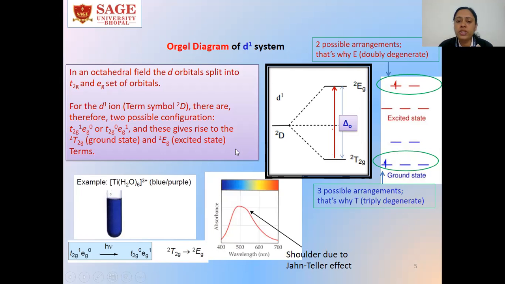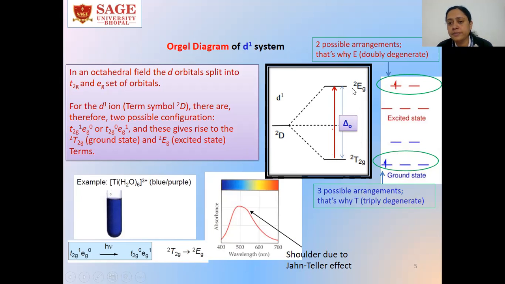So we know that term 2D splits into T2g and Eg. But what will be the ground term? Looking at the possibility of arrangements, as three possible arrangements are possible in the T2g term, T2g will be the ground term. So T2g will be the ground state term.